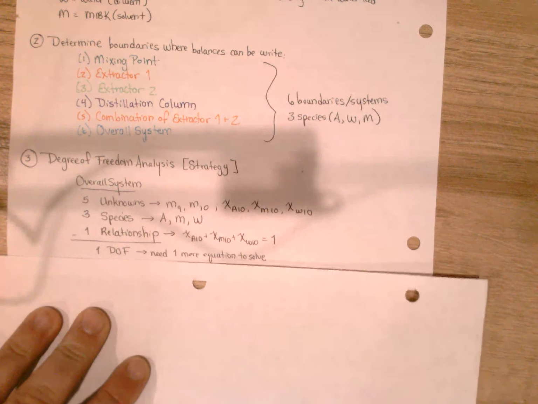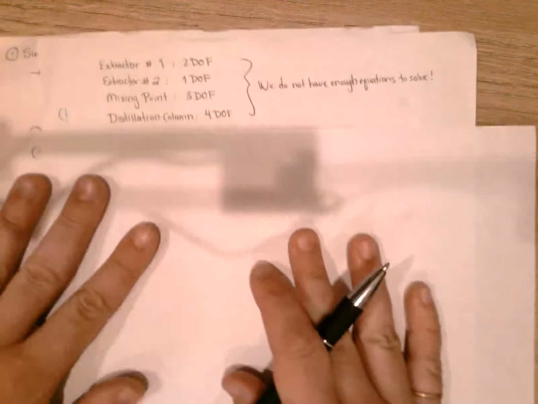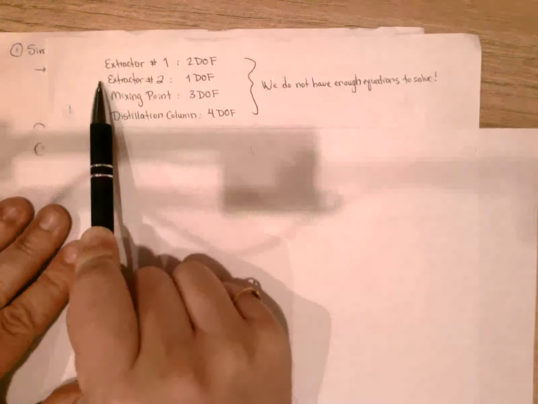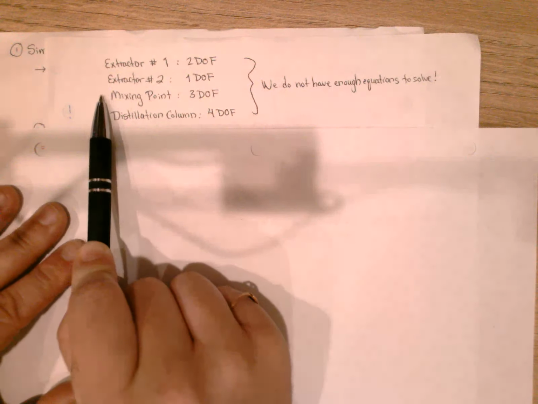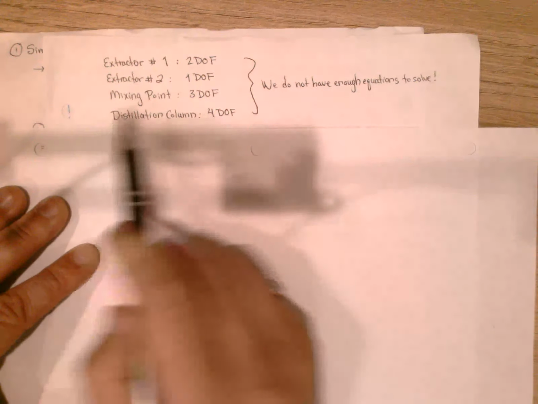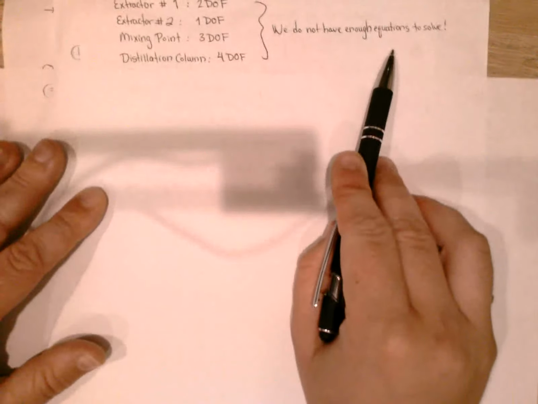So again, my recommendation is that you try these on your own, but something similar is going to happen as we start to go through the other systems. We're going to find on extractor 1 that we have 2 degrees of freedom. On extractor 2, we have 1 degree of freedom. The mixing point, we have 3. And the distillation column, we have 4. So we don't have enough equations to solve for any of these.